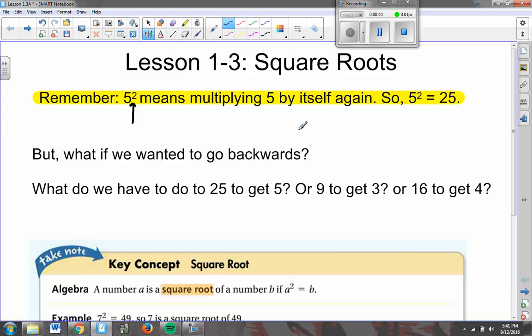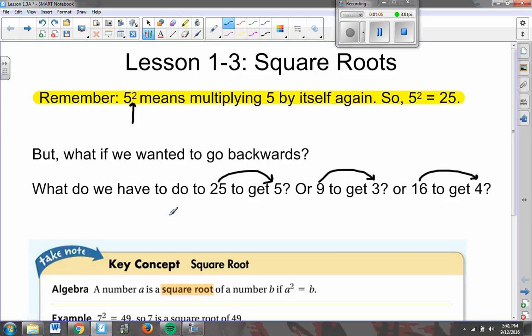Now, if we want to go backwards, to go from 25 to get 5, or from 9 back to get 3, right? We know 3 times 3 is 9. Or from 16 back to get 4, we know 4 times 4 is 16. We have to do the opposite of squaring something. Okay, the opposite of taking a number and squaring it, like we did up here, 5 squared.